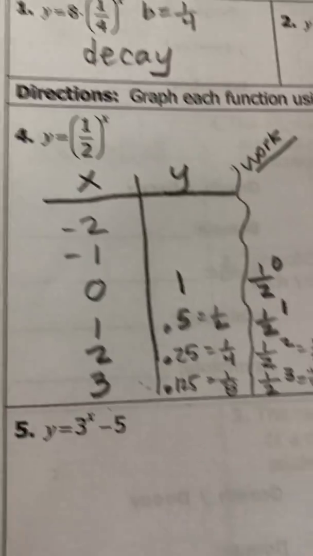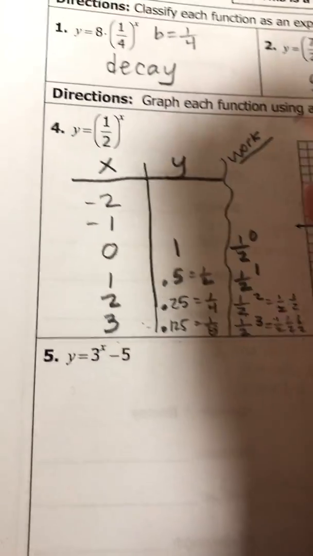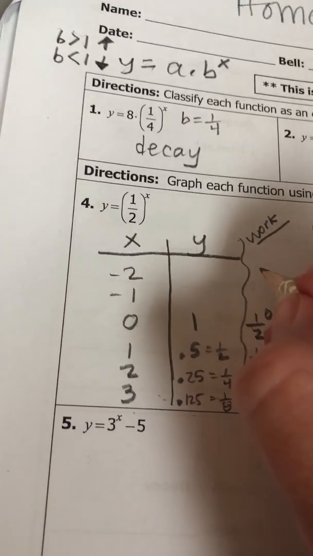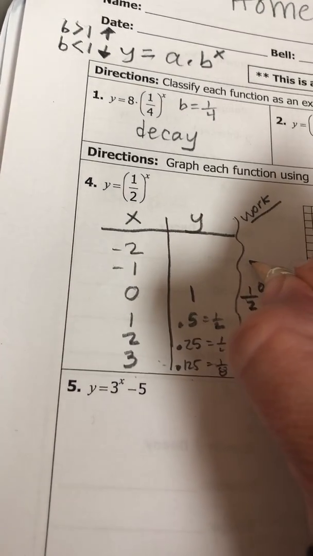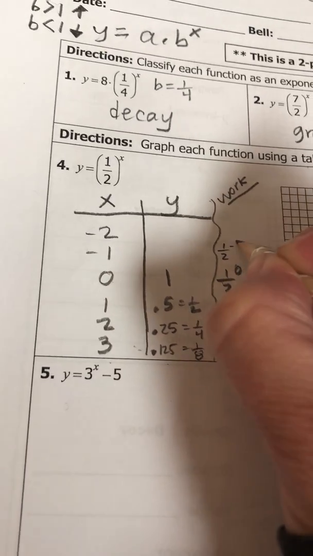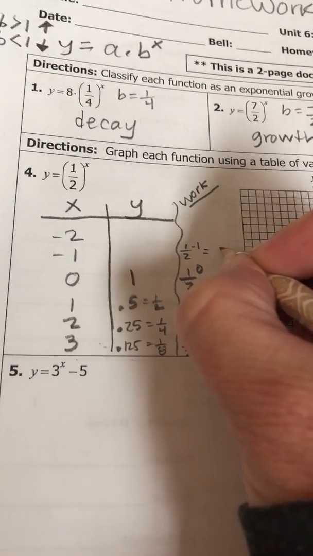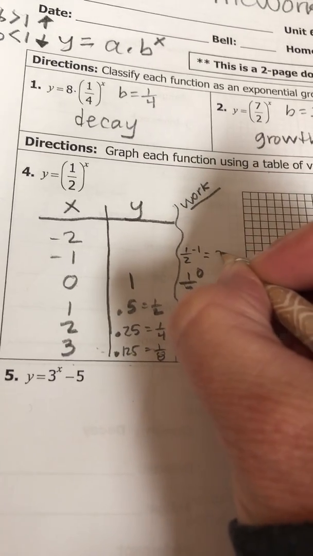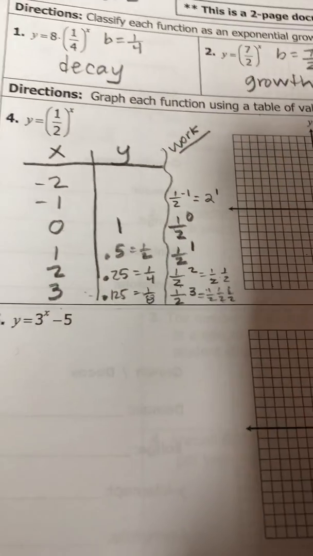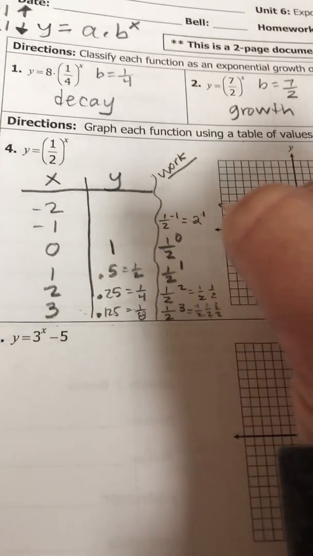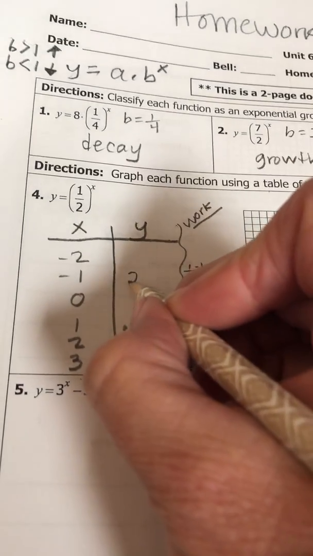So now I have some negative exponents. Oh, these are always so scary. So I think about what this means. So if I have 1/2 to the negative first power, that means that I have 2 to the first power. And what is 2 to the first power? Well, 2 to the first power is 2.